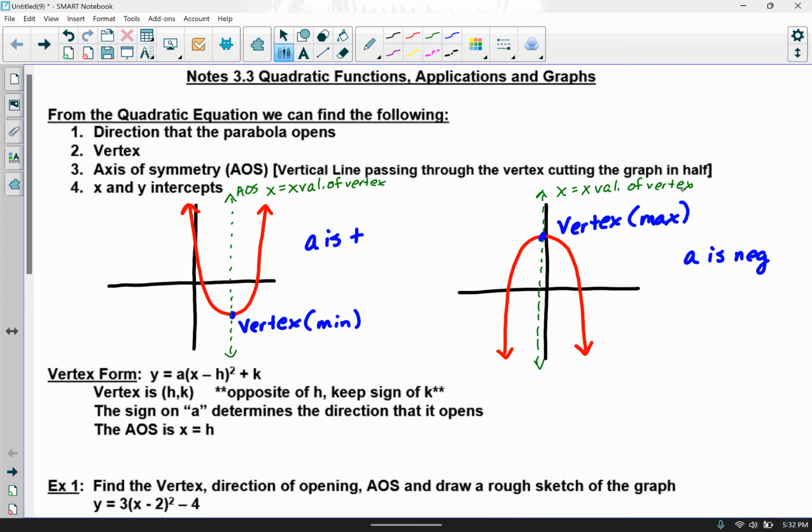All right, so here's our vertex form: y equals a(x minus h) squared plus k. That a is the same a that I'm referring to up here, okay? If that number out in front is positive, your parabola opens up. If it is negative, your parabola opens down. The vertex itself is always (h, k), so you can just pluck off the vertex. You don't have to do any work whatsoever. But notice that the vertex is (h, k), which means you take the opposite sign of your h and keep the sign of k.